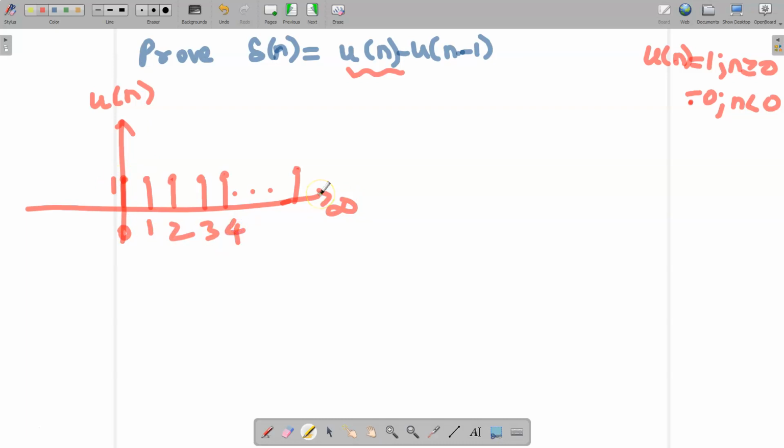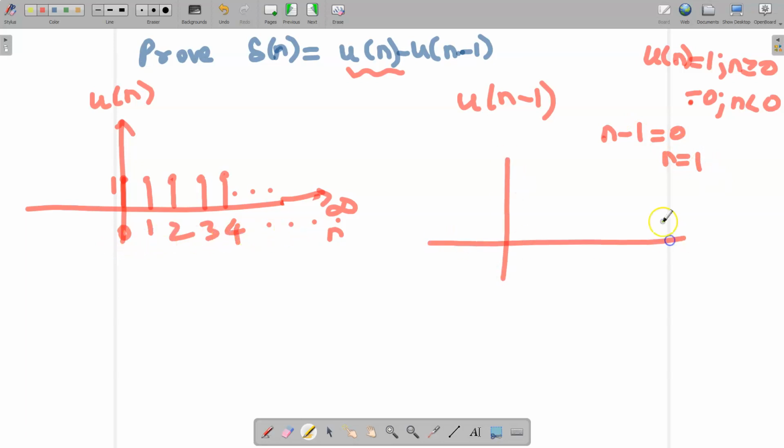It will be going on, continuing, it will be going on up to infinity. Okay, n value also it goes up to infinity. Okay, so what is u of n minus 1? It is time shifting operation. So, n minus 1 equal to 0, n equal to 1, add 1 with each and every instance of n. So, what happens? 0 plus 1 is 1, 2, next 2 plus 1 is 3, 3 plus 1 is 4 and it goes on. Okay.